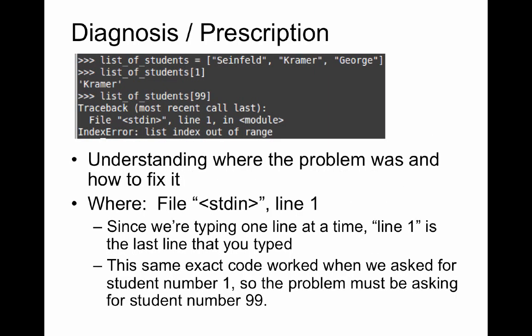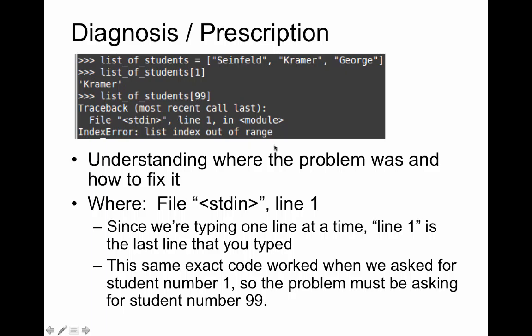So, at this point it's pretty straightforward. We know that our problem is we're asking for the 100th student in the class. There is no 100th student in the class. There's only 3 people in the class so far. But the next step is to figure out where it happened. So when you run everything at the same time, it would tell you what line the error actually happened on, just like we saw in the last lecture. In the programming lecture, we ran everything at once, and there were separate lines being run at the same time.